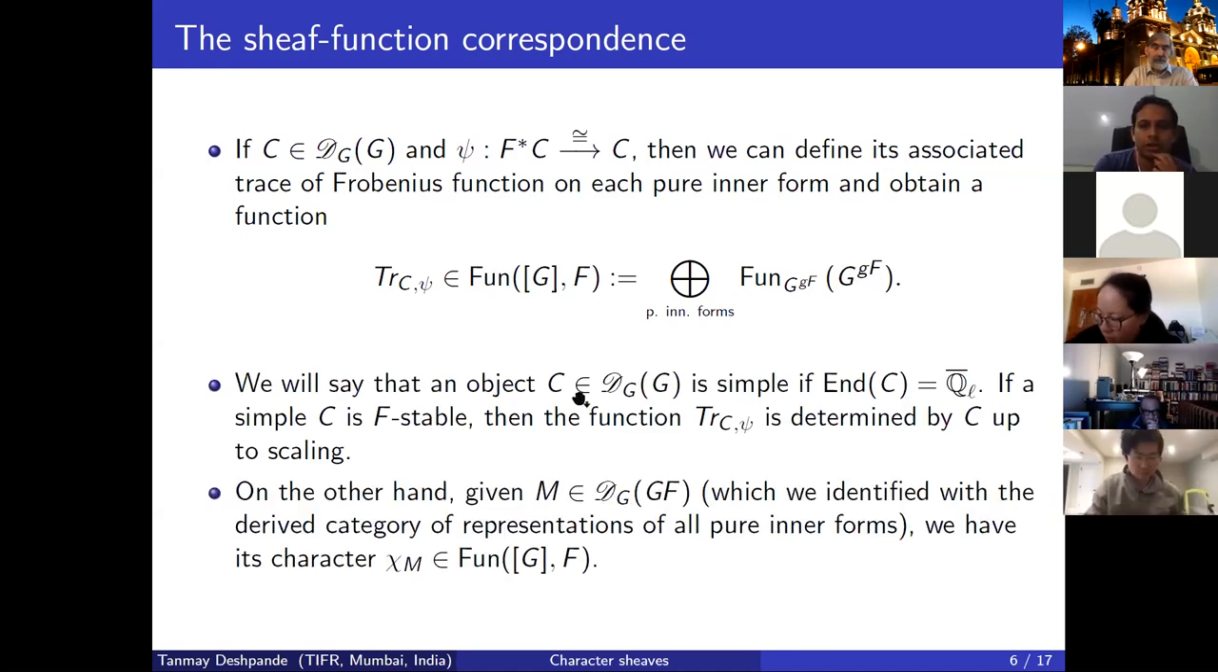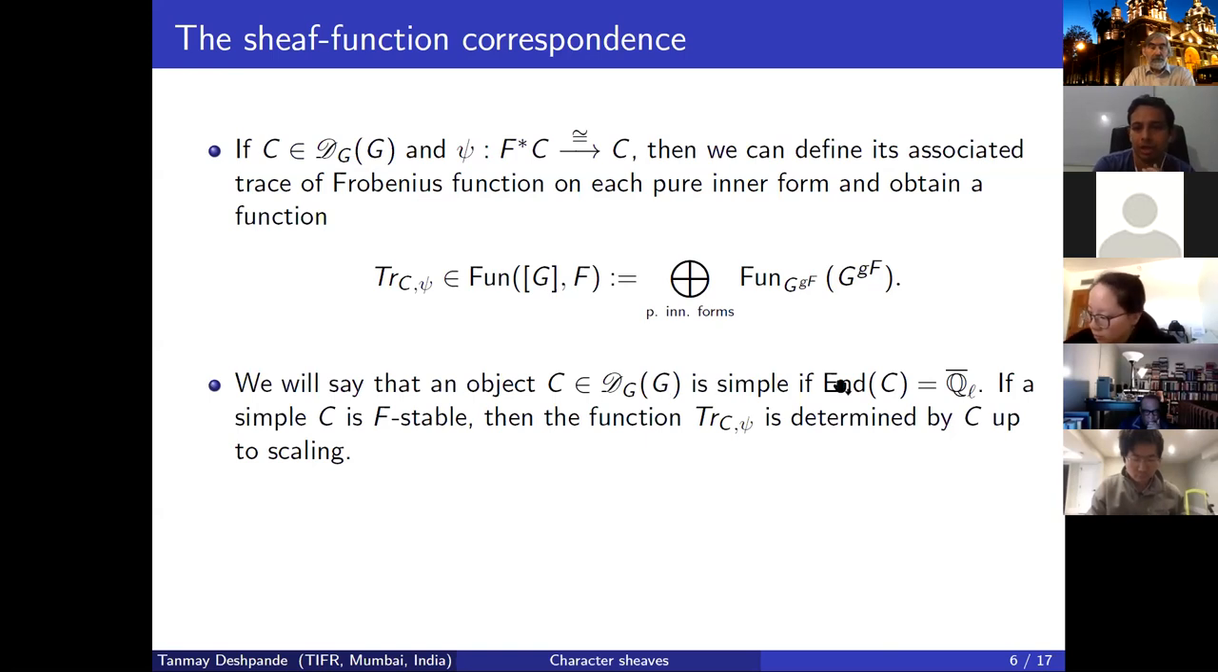We call an object of D_G(G) simple if the algebra of endomorphisms of this object is one dimensional.